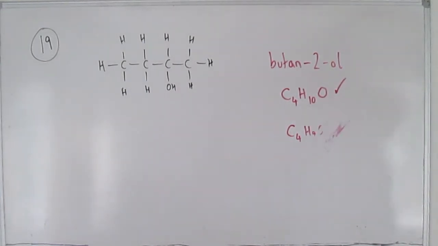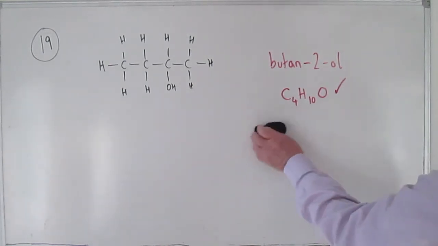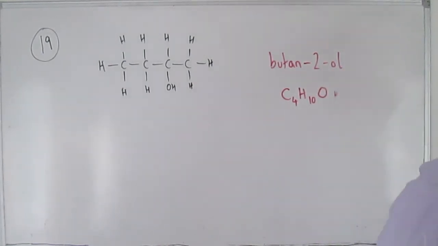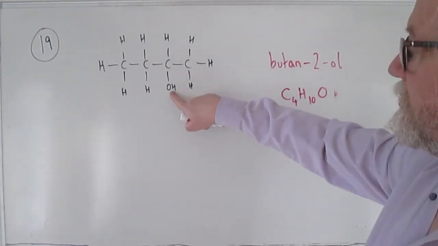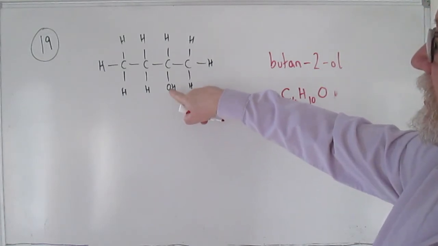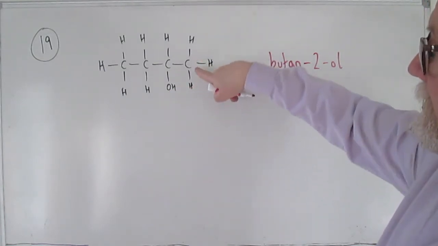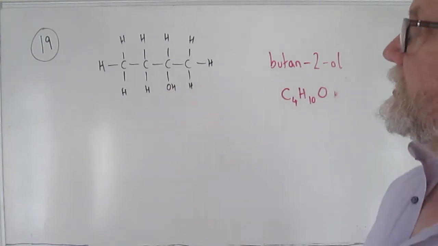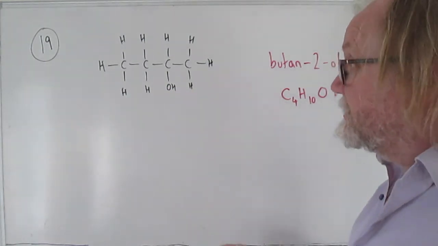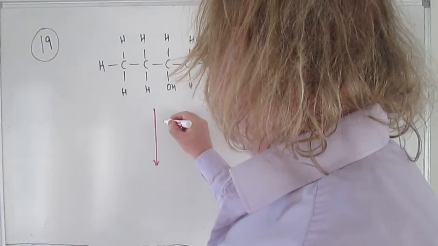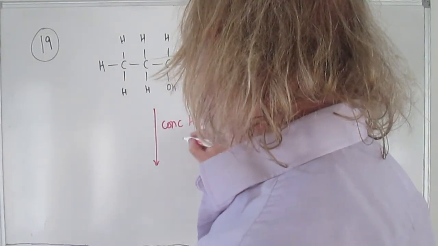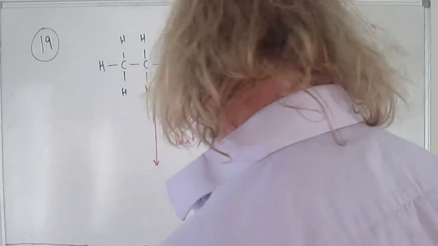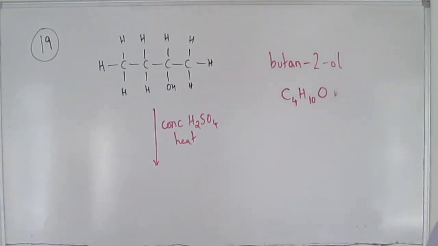Okay, so then it wants to know about dehydration. And dehydration, remember, is an elimination reaction where you take away the OH group and you take away a hydrogen from a next door carbon, so that would be either this one or this one. And the conditions for that are concentrated sulfuric acid and heat. Okay, so those are the dehydration conditions.